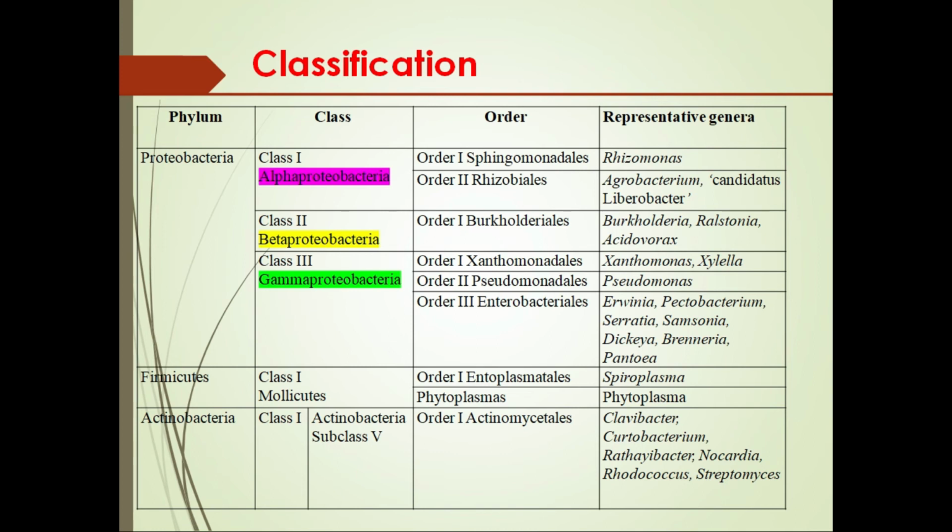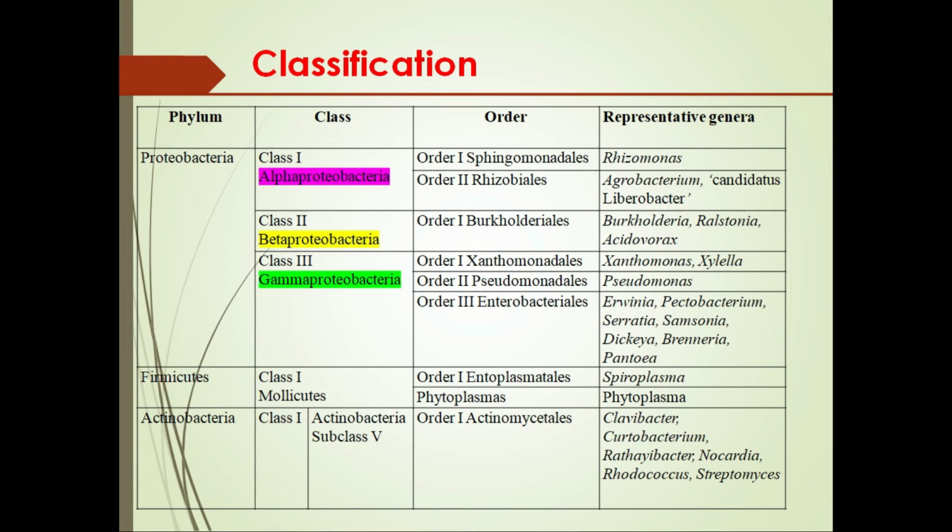Similarly, Burkholderia, Ralstonia, Acidovorax are all grouped under order Burkholderiales. Xanthomonas and Xylella are in the order Xanthomonadales. Pseudomonas genus is in the order Pseudomonadales, and there is Enterobacterales. This order contains many plant pathogenic bacteria like Erwinia, Pectobacterium, Serratia, and so on.